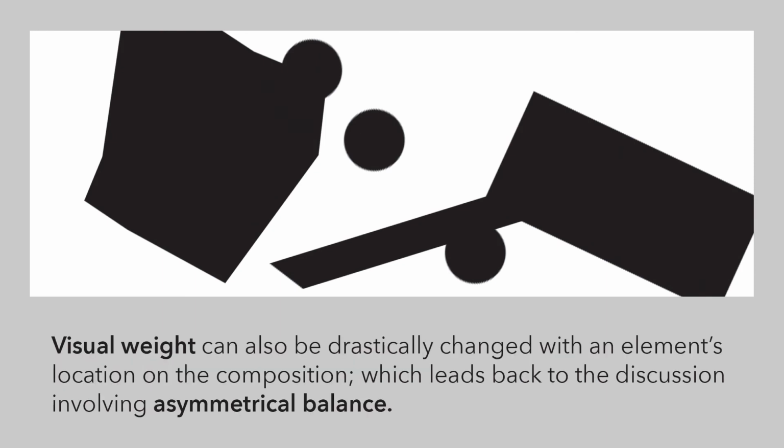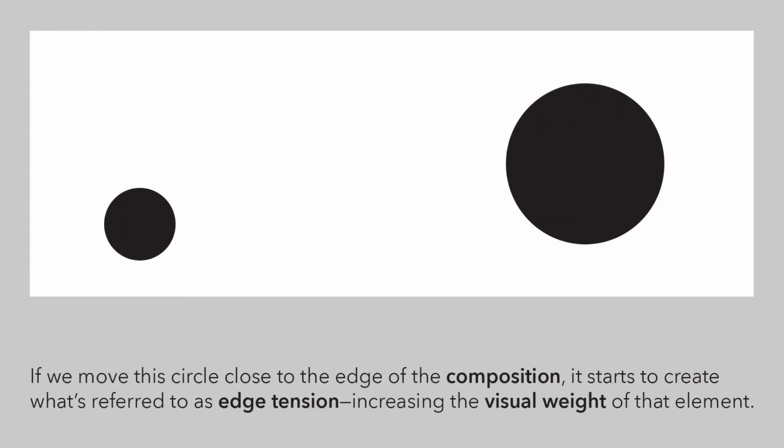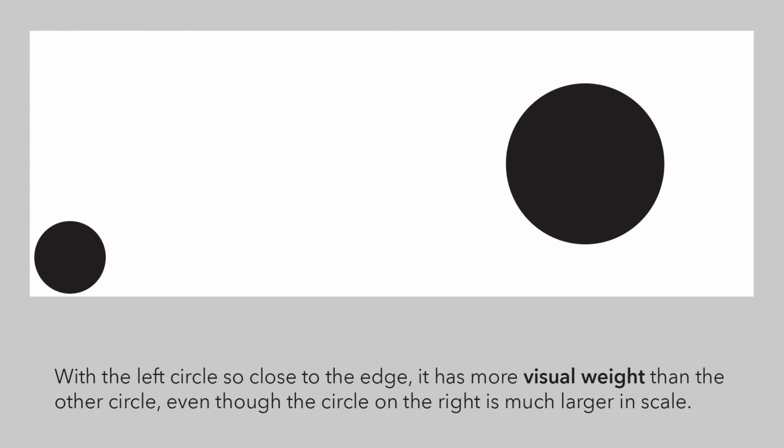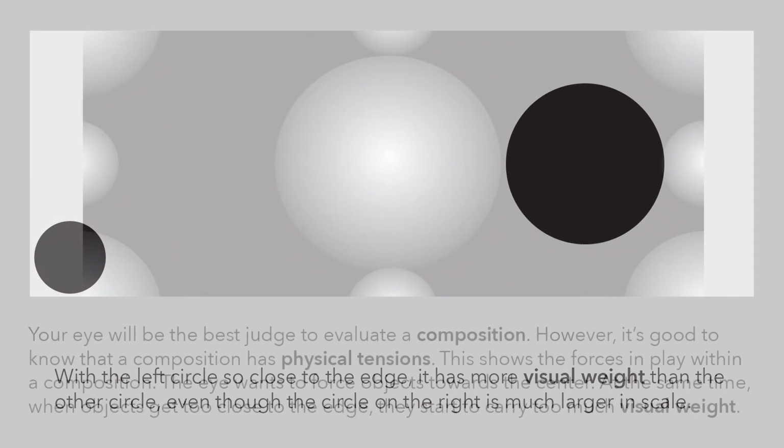Visual weight can also be drastically changed with an element's location on the composition, which leads back to the discussion involving asymmetrical balance. If we move this circle close to the edge of the composition, it starts to create what's referred to as edge tension, which is increasing the visual weight of that element. With the left circle so close to the edge, it has more visual weight than the other circle, even though the circle on the right is much larger in scale.